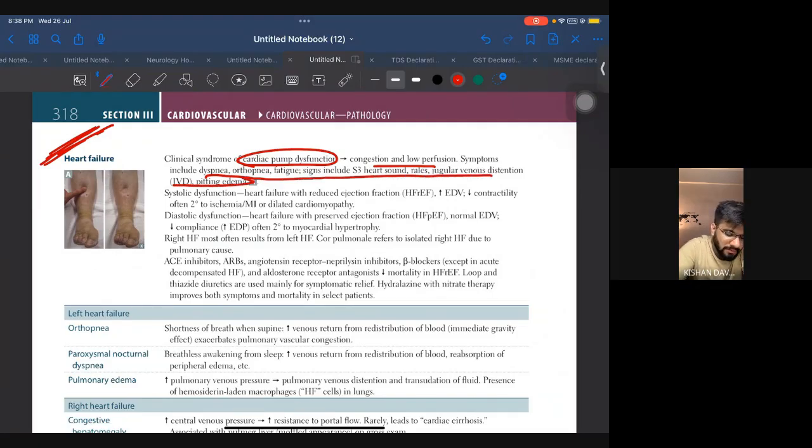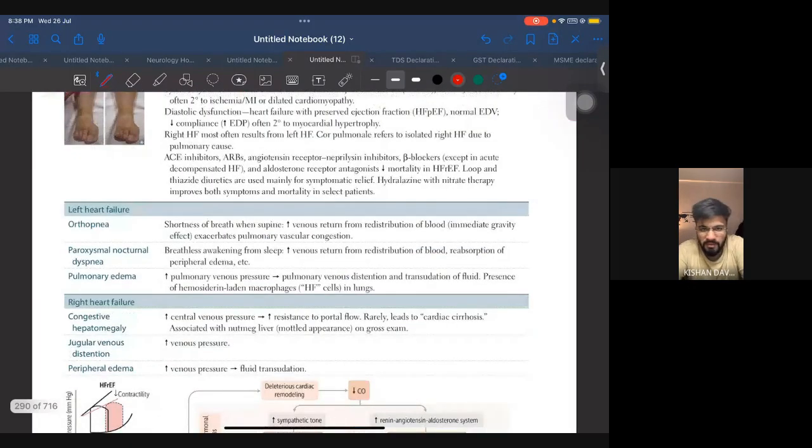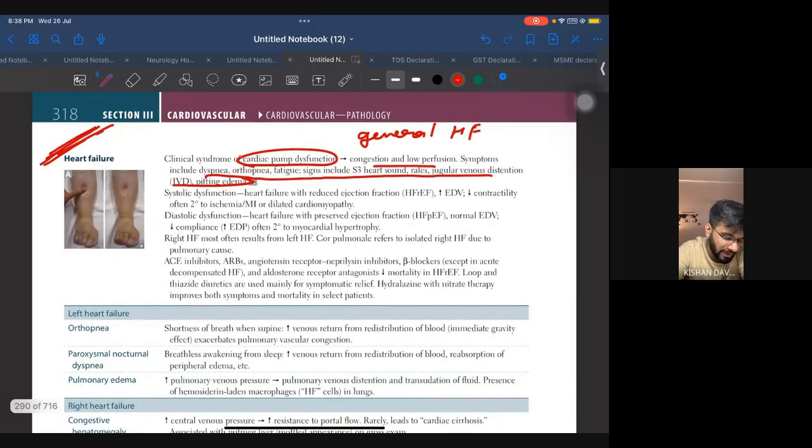See, we are just talking about general heart failure over here, not about right or left. I'll tell you how to know whether the question is talking about right heart failure and when about left heart failure. First, let's do it in general and look at all the common features. The first one, systolic dysfunction and diastolic dysfunction. These two are very high yield because they have asked whether it is systolic heart failure or diastolic heart failure.